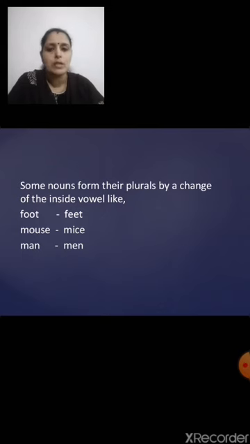Next, M-O-U-S-E, mouse. The plural form becomes M-I-C-E, mice. M-A-N, man becomes M-E-N, men. These are some nouns that don't follow any rules. So you have to remember how these nouns change into their plural form.